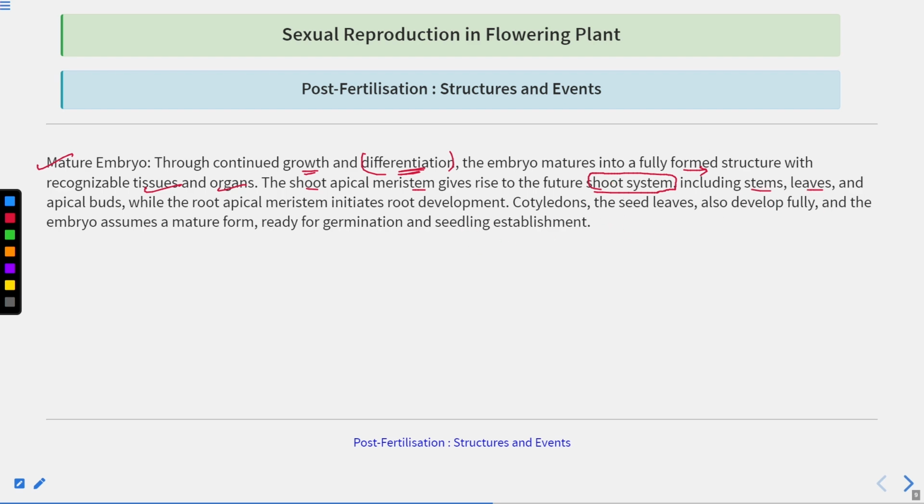Okay, including stem, leaves, and the apical buds, while the root apical meristem initiates the root development. Now the cotyledons also, which are known as the seed leaves. What are cotyledons? These are also known as the seed leaves. They also develop fully and the embryo assumes a mature form ready for germination and seedling establishment. So what you can observe in the mature embryo, you can observe the shoot apical meristem, which will further give rise to the shoot system.